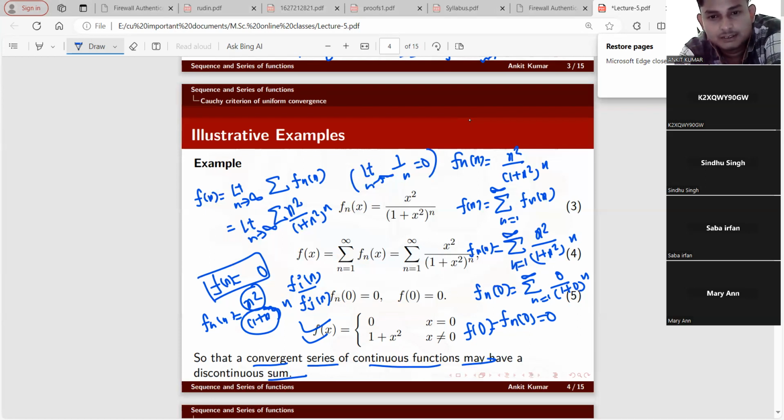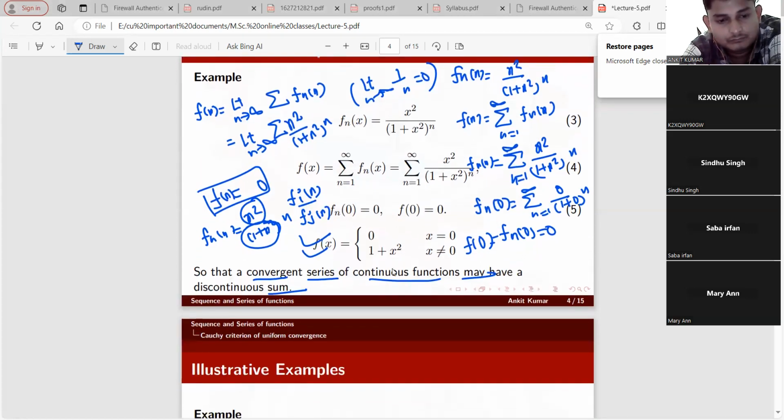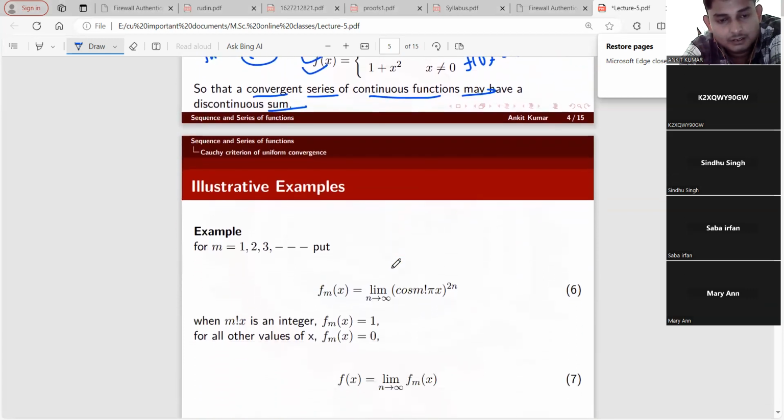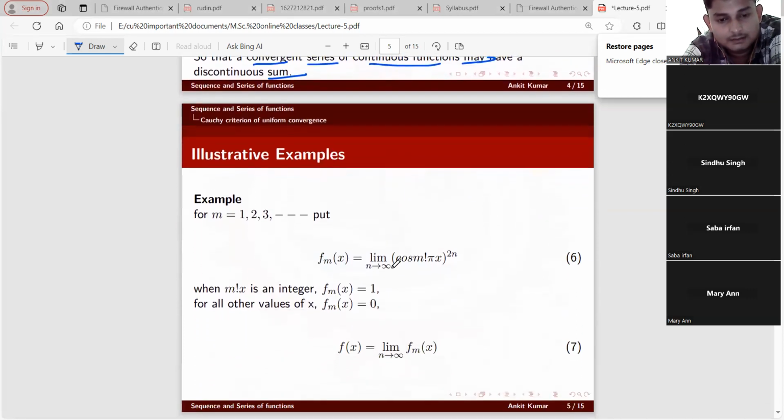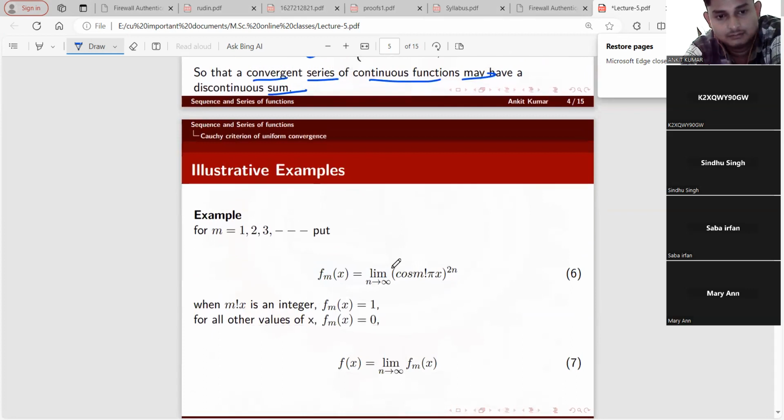So this result is also used in many problems, because a convergent series of continuous functions may have a discontinuous sum. Now we will move to the next part. This is the most important part.